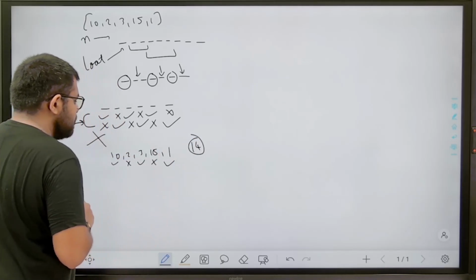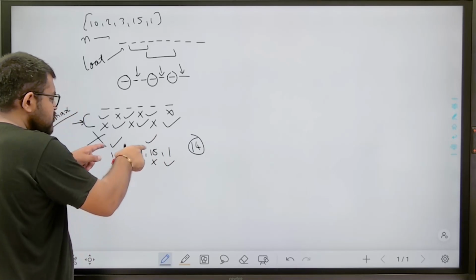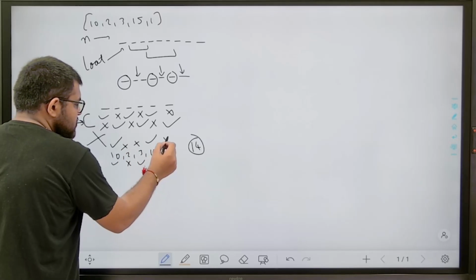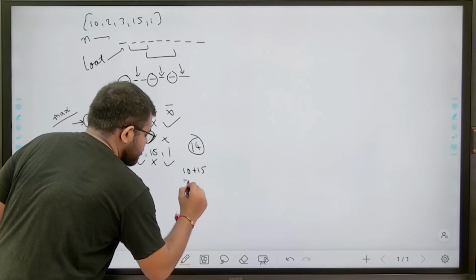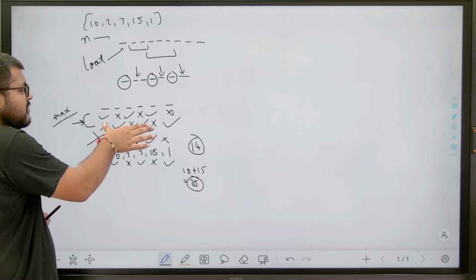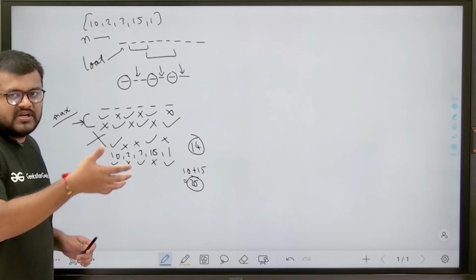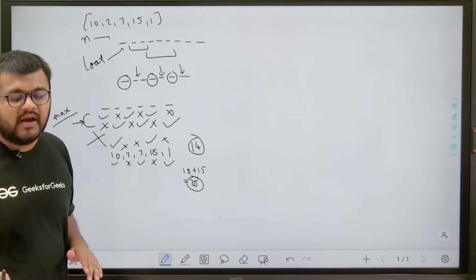But what is the maximum amount of money you can get? Consider 10 and consider 15. Since you have considered 10, you cannot consider 2. Since you have considered 15, you cannot consider 3 and 1. The total amount of money you can get is 10 plus 15, which is 25. So this misconception may occur to many people: take alternate houses and out of these two cases take the maximum one, but that does not guarantee the maximum amount of money, right?